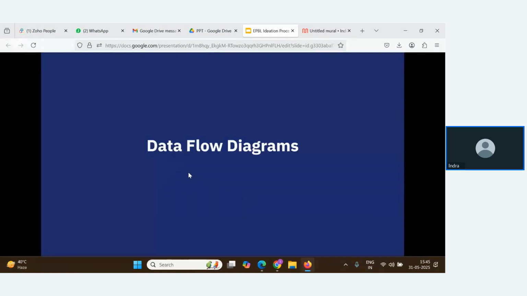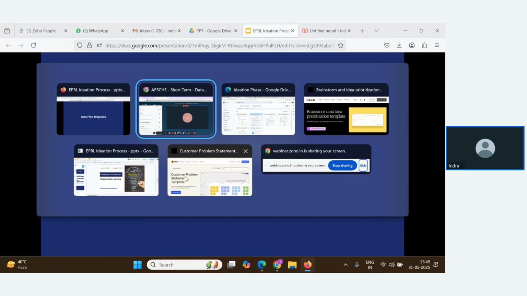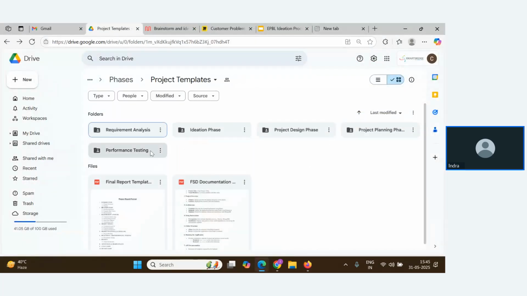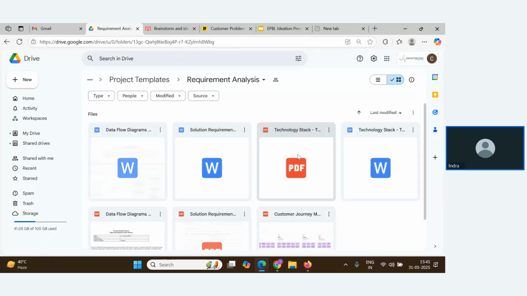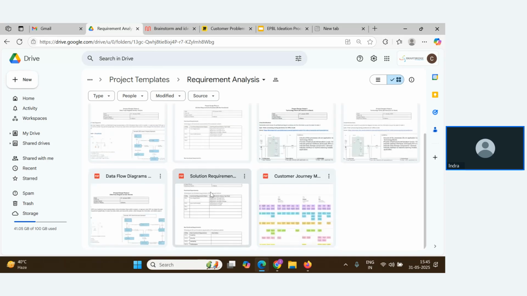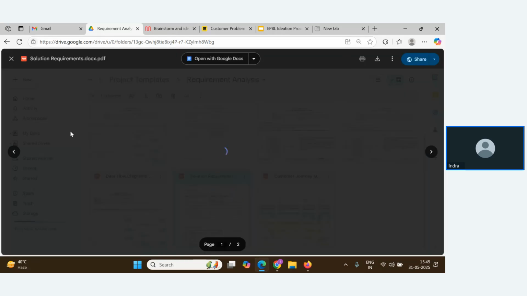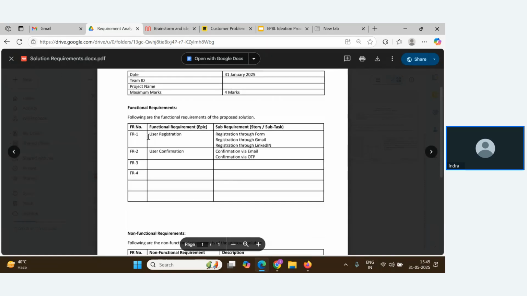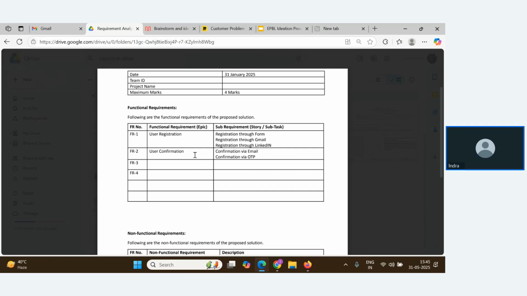So that is what about requirement analysis. First, the template. Let me show you the template also. If you go to this requirement analysis template, the first template that we just talked about is the functional and non-functional requirement. The name of this template is solution requirement. So here in the functional requirement, you will mention the task and the subtask. For example, your first task in your project is to clean the data.